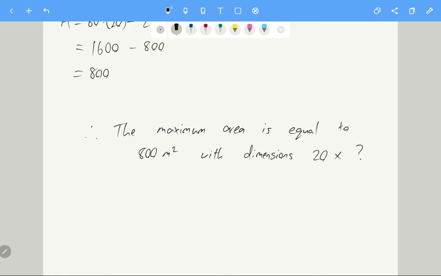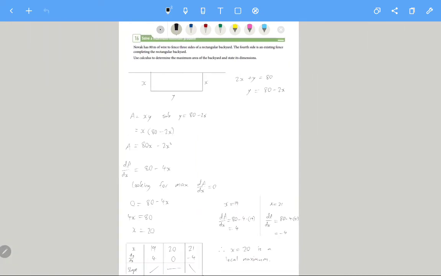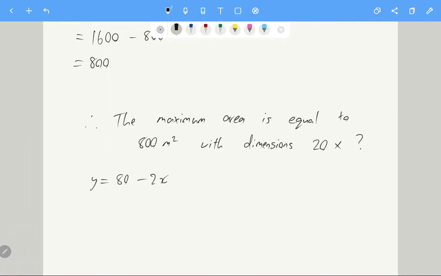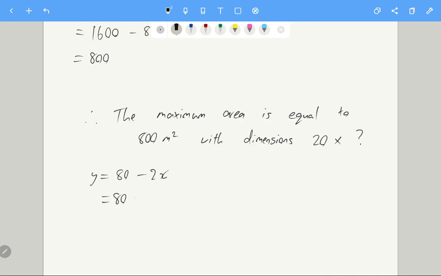So to work out the something, well, that was my y that I worked out right at the beginning, so 80 minus 2x. So substitute in x equals 20. And we get the width is 40. And there is our final answer. So it's a 20 meter by 40 meter rectangle.